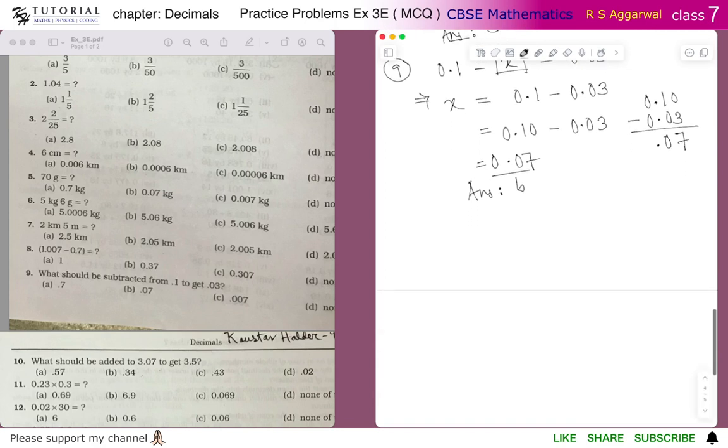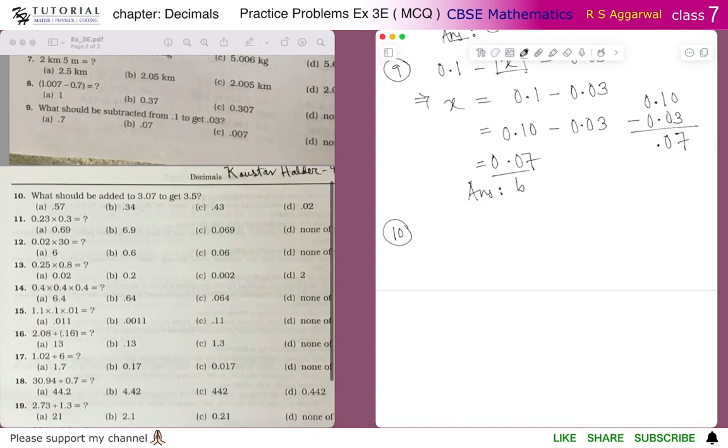Okay, let's do problem number 10. We are halfway. What should be added to 3.07 to get 3.5? Let's say that the decimal number that needs to be added to 3.07 to give 3.5 is x. So this implies that x equals 3.5 minus 3.07.